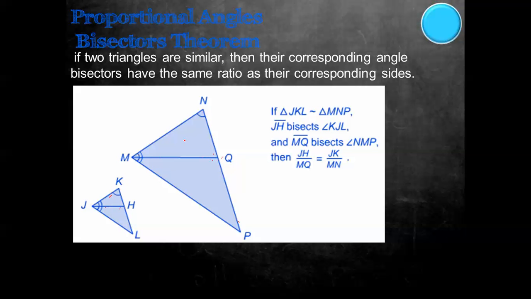Okay, so if these two triangles are similar, and JH bisects this triangle, MQ bisects this triangle, then we know that JH over MQ can equal JK over MN, okay? We also could say that JH over MQ equals JL over MP. All right, so again, you can pick any of the corresponding sides. It just has to be that one of them is the angle bisector.